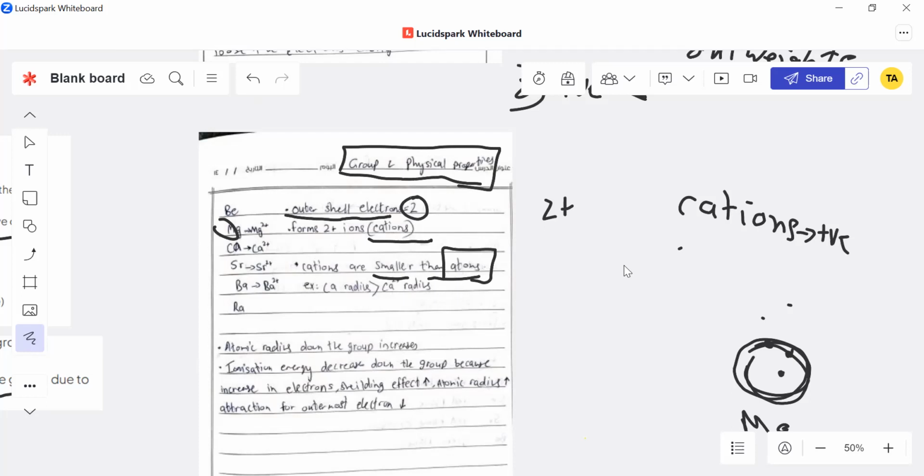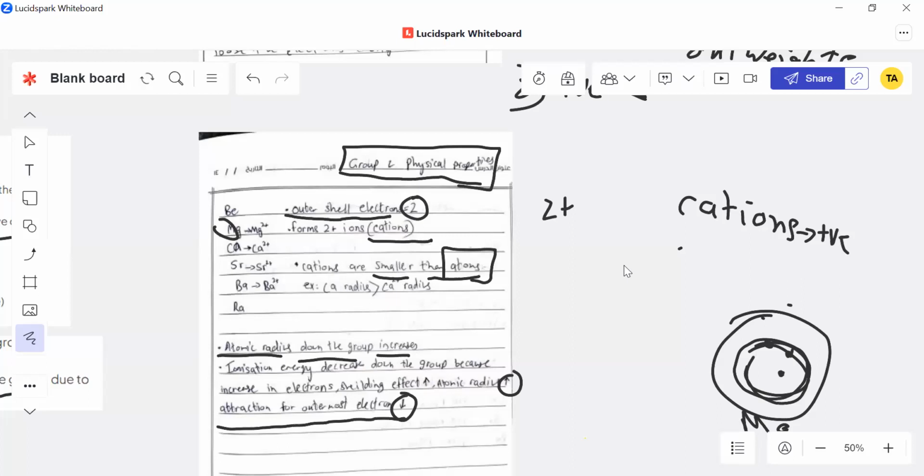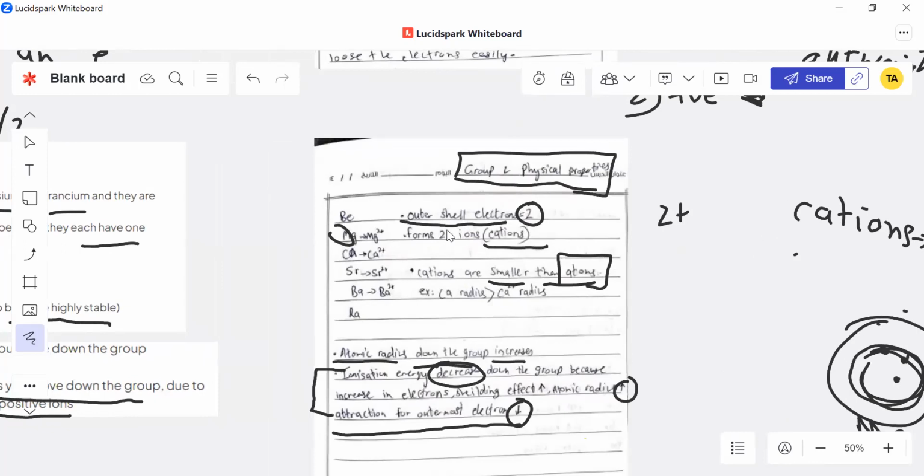Now, again, atomic radius for group 2 increases down the group, and ionization energy decreases down the group. Why is that? Because there is an increase in the number of electrons, so the shell number increases, and the shielding effect also increases, therefore atomic radius increases. And attraction for the outermost electron decreases, so this connects to ionization energy, and therefore ionization energy would decrease as well. So this was really what you need to know about group 2 elements.